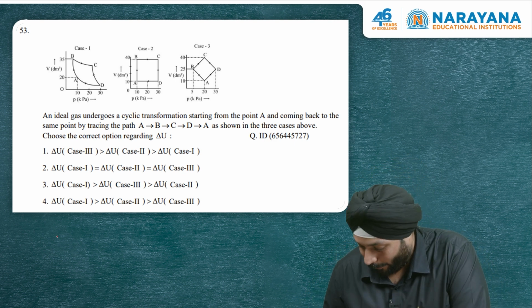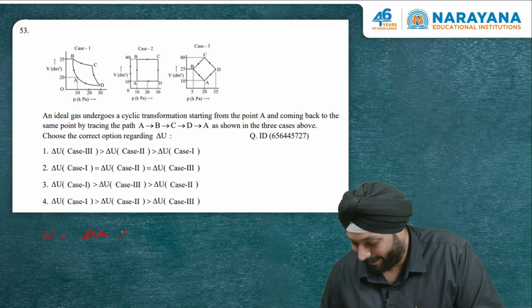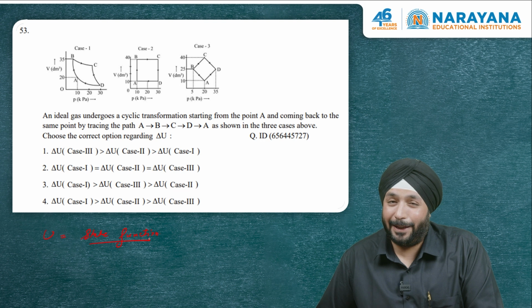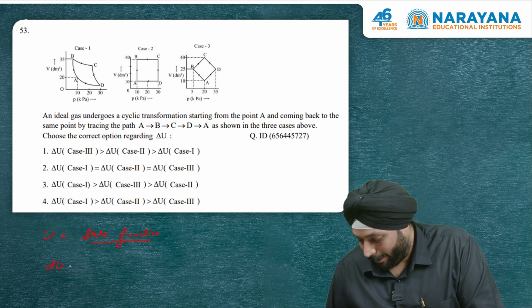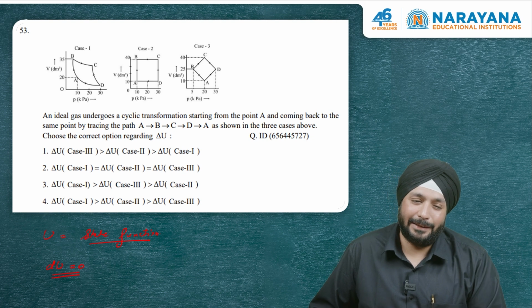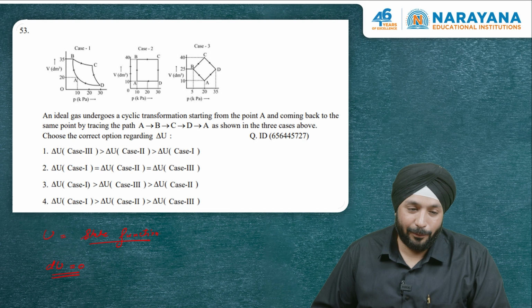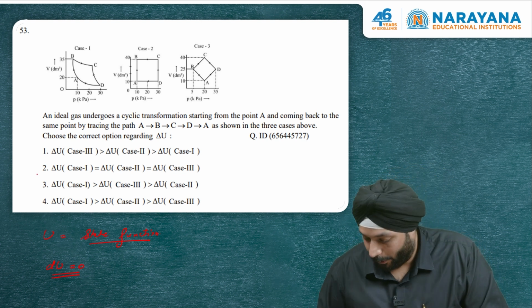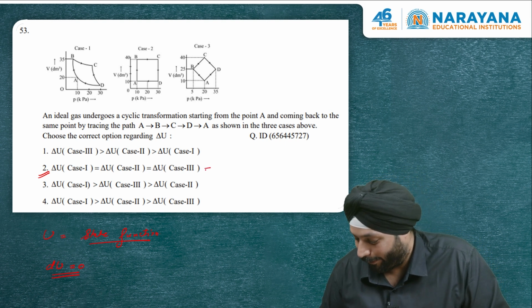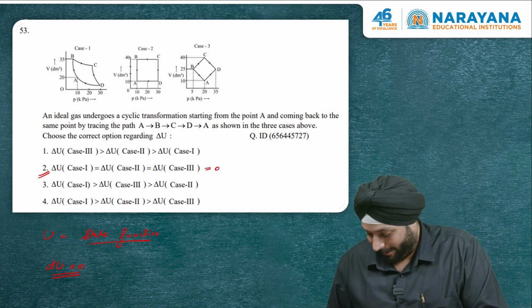Now friends, we know that U, that is internal energy, is a state function. And when the initial and final point is the same, then we know that dU will be exactly equal to 0. So this is a tricky question in which they have changed the shape of the curves, and again we are getting the same point A. So obviously the answer should be 2, where the delta U of case 1, case 2 and case 3 is exactly the same, and comes out to be 0. Hope you understood this solution. So we'll move ahead, right?